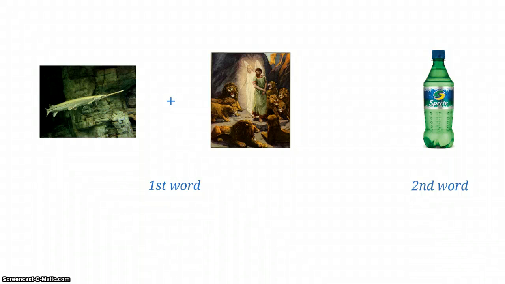Second word's an easy one. It's a bottle of Sprite. Gar plus Sprite. This clue is for Gideon. So, if you want to pause this, and if you figured out this clue, then why don't you all let Gideon go out and see if he can find where the gar sprite might be. Go ahead and pause it, and I'll see you back here.